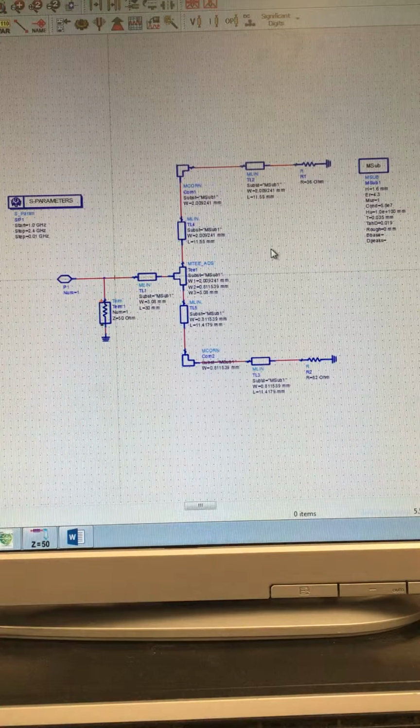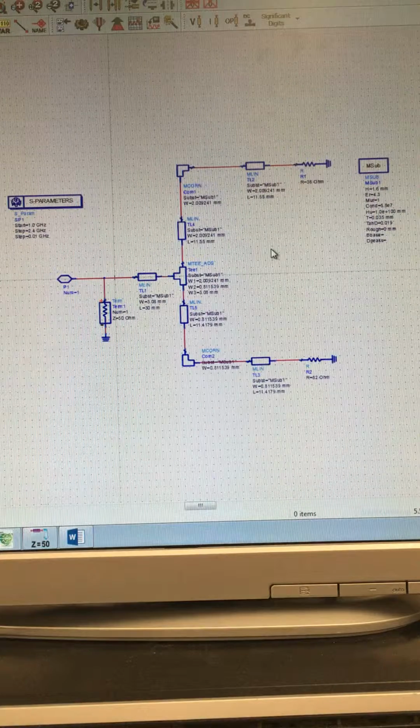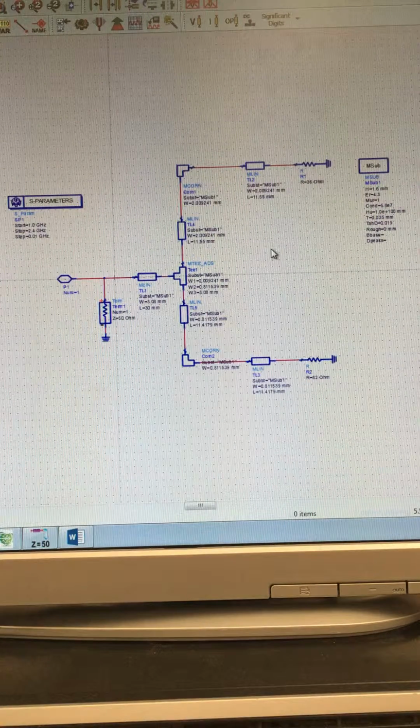Hi, I'm Callum Hodgkinson, a fourth year electronic and electrical engineering student at Heriot-Watt University. And today I'm going to talk you through lab 3 of high frequency circuit design.